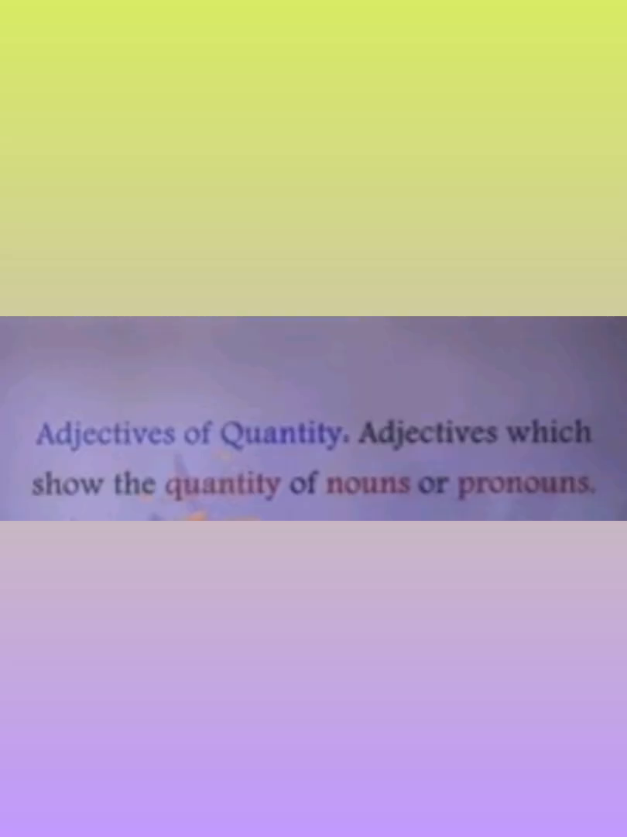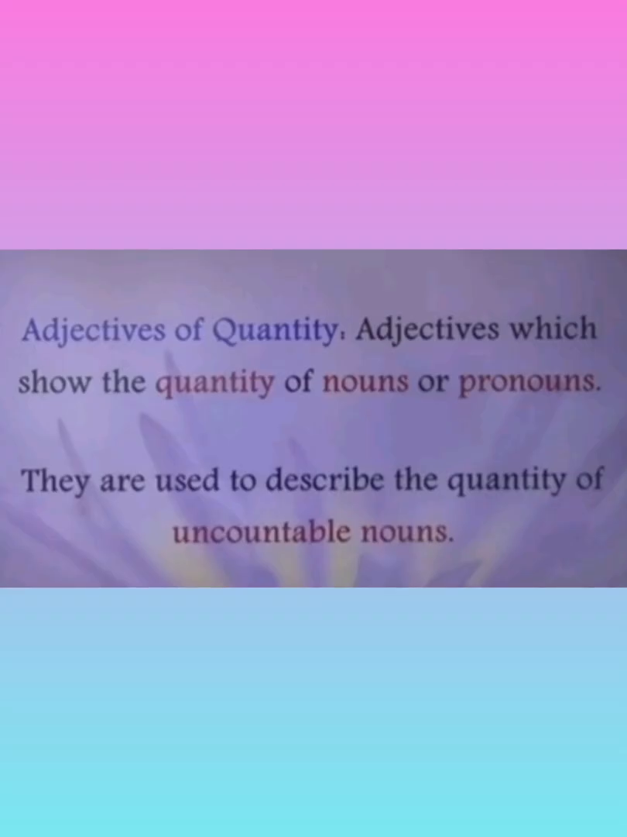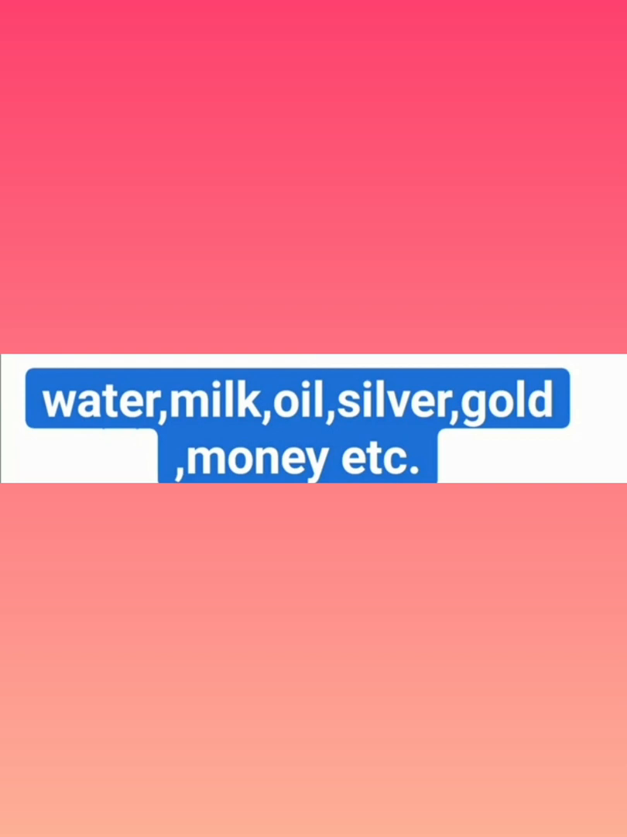Now, adjective of quantity is the adjective that shows the quantity of a noun or pronoun. Adjectives of quantity are used to describe the quantity of uncountable nouns, which cannot be counted, like water, milk, oil, silver, gold, money, etc. It also describes the quantity of abstract nouns like knowledge, beauty, kindness, honesty, poverty, etc.